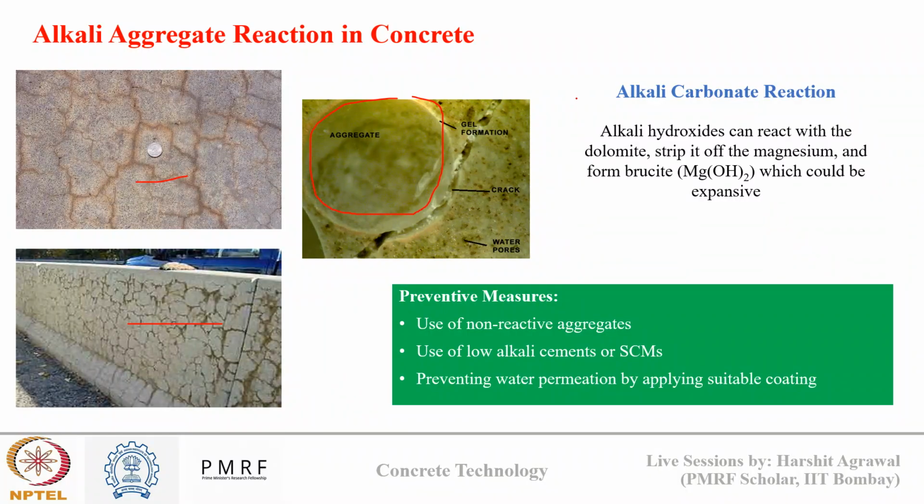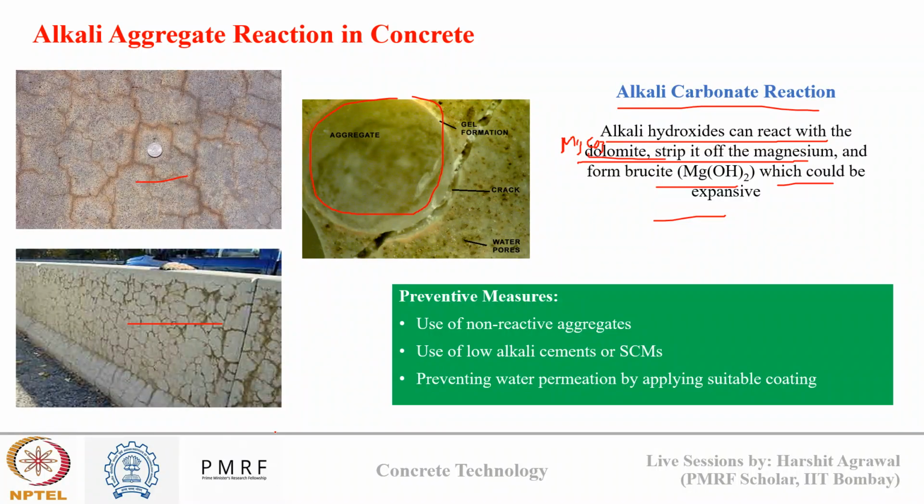Similar to alkali silica reaction, there is alkali carbonate reaction, where the alkali hydroxides present in the cement or in the pore solution react with the magnesium ions present in reactive aggregates like dolomites to form Mg(OH)2, which can be expansive in nature and can cause cracking in concrete. So this is known as alkali carbonate reaction. Dolomite is like MgCO3, having magnesium and carbonate. That's why it is known as alkali carbonate reaction, because my aggregates are rich in dolomite or carbonate phases.